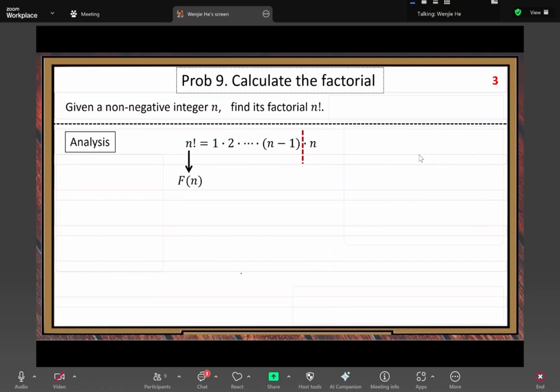Then we do divide. This time we use the simple divide way. We just cut off the last element. After chopping off the last operand in this formula, the remaining problem becomes smaller. The problem size is one size smaller. But we can assume the solution of f of n minus 1 is already available. We just assume that.